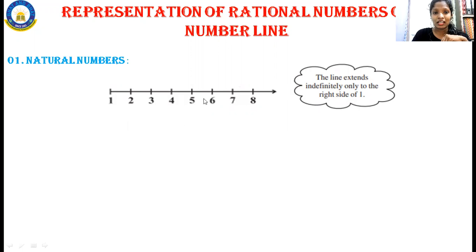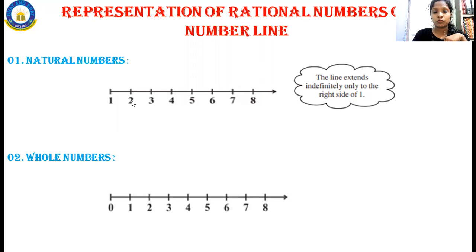And here in natural numbers, the line will extend indefinitely only to the right side of 1. So the line will not go on your left hand side, only on your right hand side. So you will get all positive numbers only. That's the reason we say that the line is going to extend indefinitely only to the right hand side of the 1.